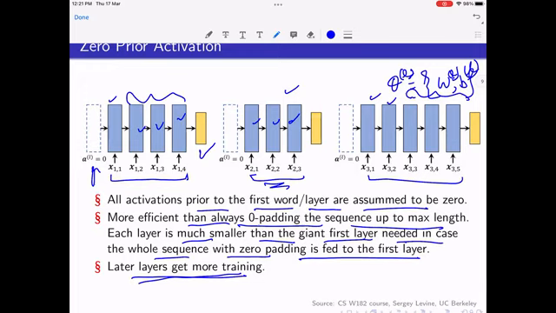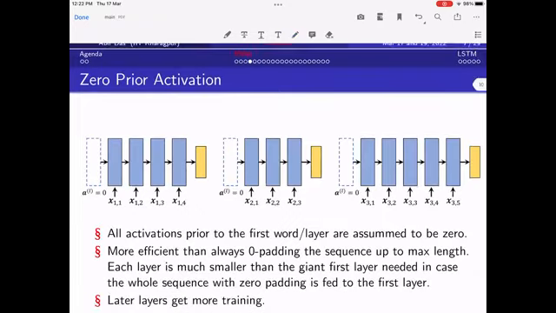The longest sequence is 1 or 2 or maybe very few. So this has a problem that even if you are using so many layers, you don't train it enough. Even if you have a lot of data, the longer sequences may be very few. That's what I mean by later layers get more training, but the earlier layers get less training. So that is another disadvantage. Though there was an advantage that it is better than always zero padding the sequence up to max length, it is disadvantageous in this way. It may not work well with longer sequences.